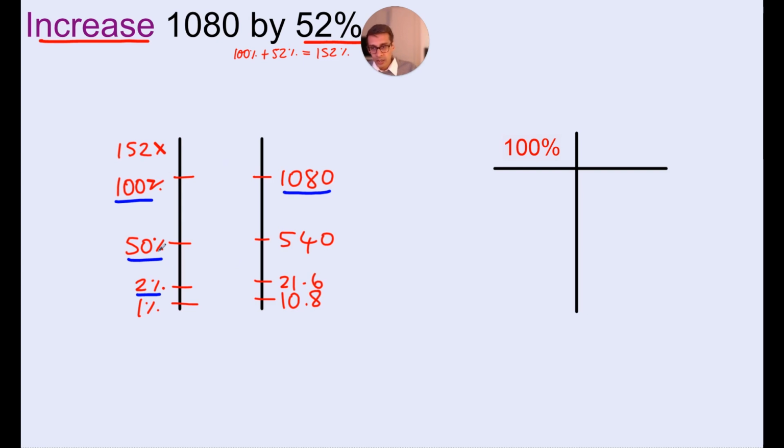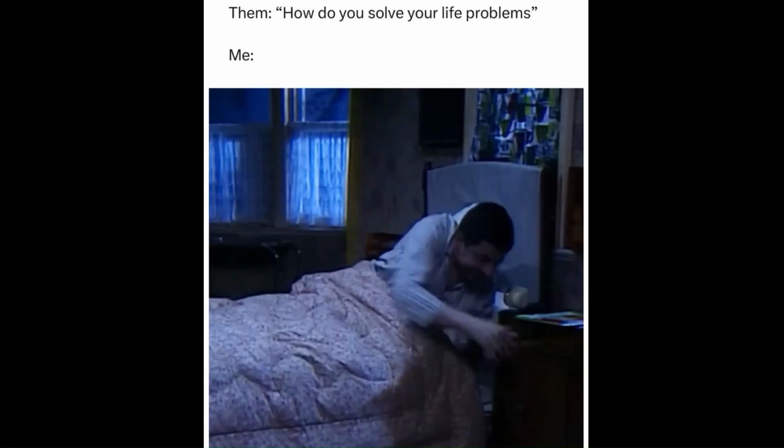Now we need to add up the numbers that are relevant here. So 1080 plus 540 plus 21.6. That's going to give you 1641.60. There is no currency or units here or measurement, so it's just going to be this number. That is your answer.